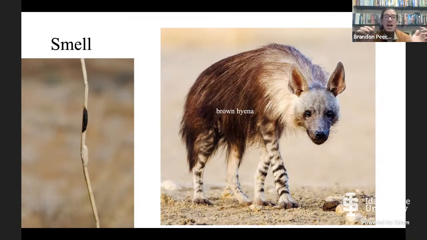At the same time that that brown hyena leaves that one, it will leave that black scent. And that black one that it leaves is very short-lived. It only lasts for a few hours, and it communicates to other members of that hyena's group. They're like, hey, I've been here, I checked, I left a marker, it's good.